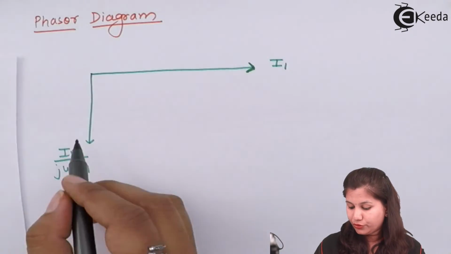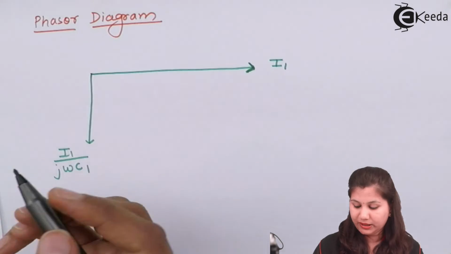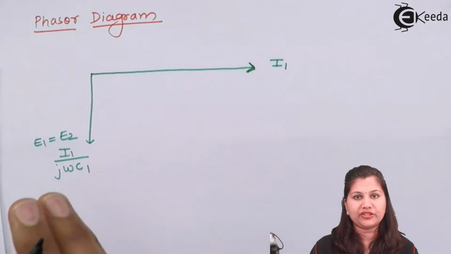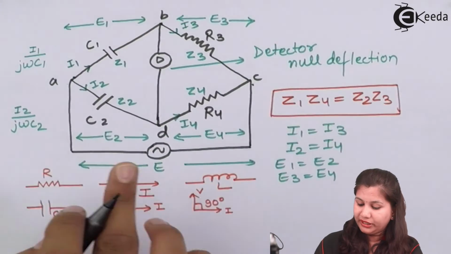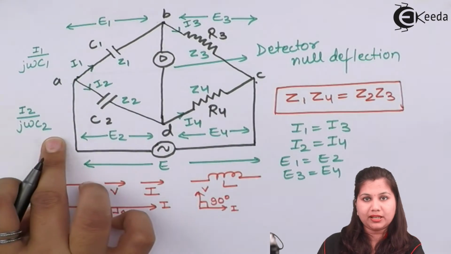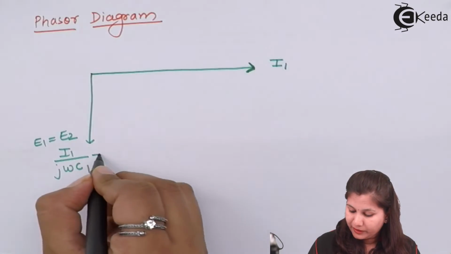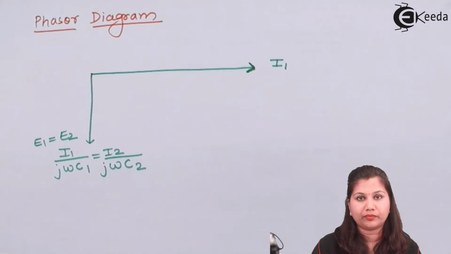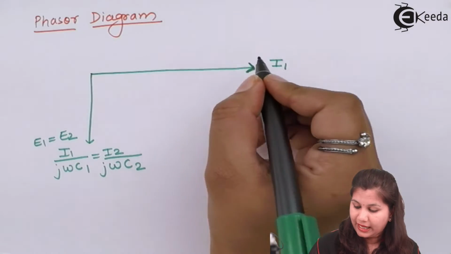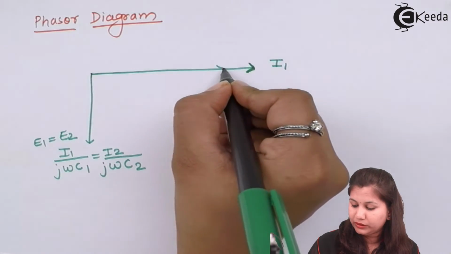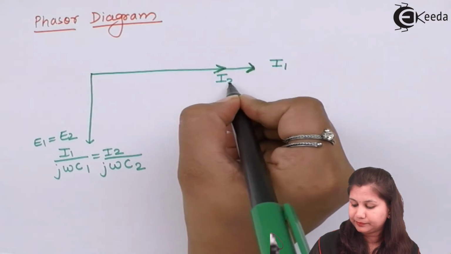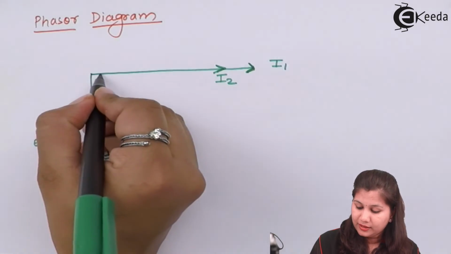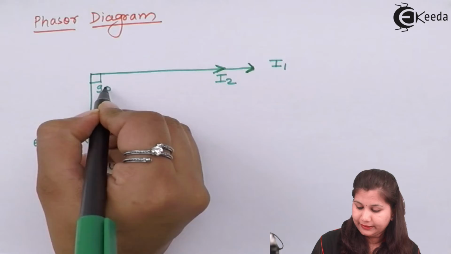E1 we have already drawn here. I1 upon j omega C1 is E1, and this E1 will be equal to E2 when the bridge is balanced. So the value of E2 is I2 upon j omega C2. So I1 upon j omega C1 will be equal to I2 upon j omega C2. And we can say that I1 and I2 can be drawn on the same line. This voltage is lagging the current by 90 degrees.